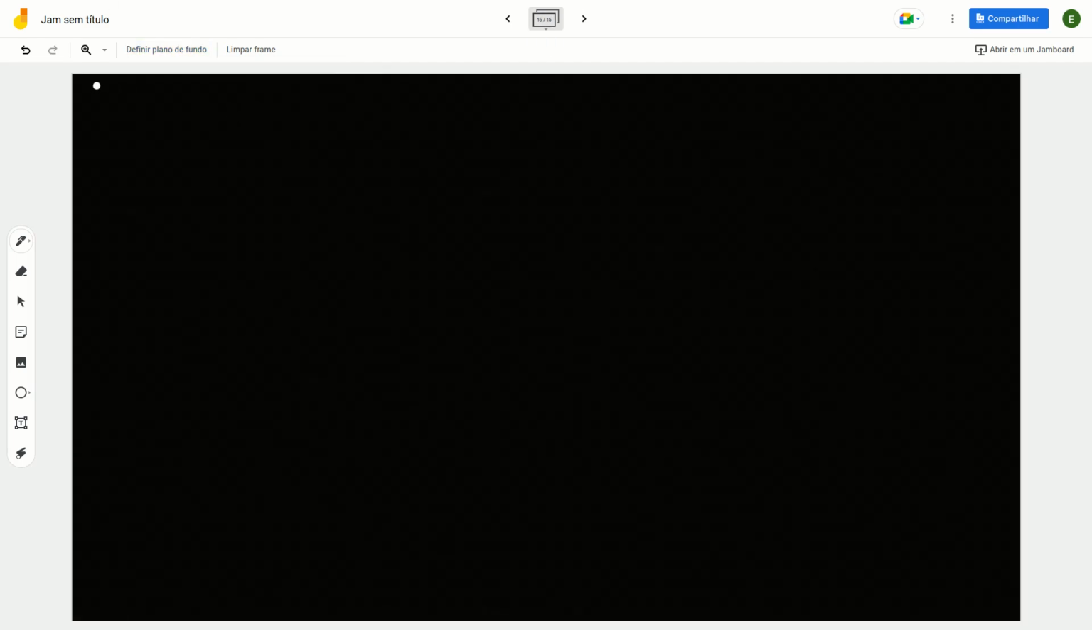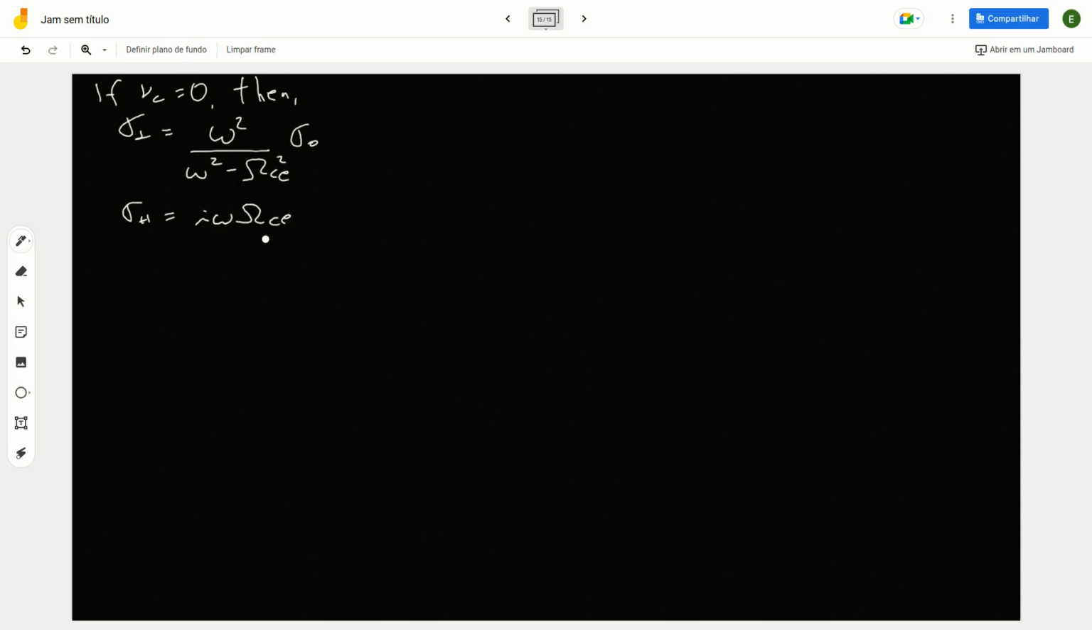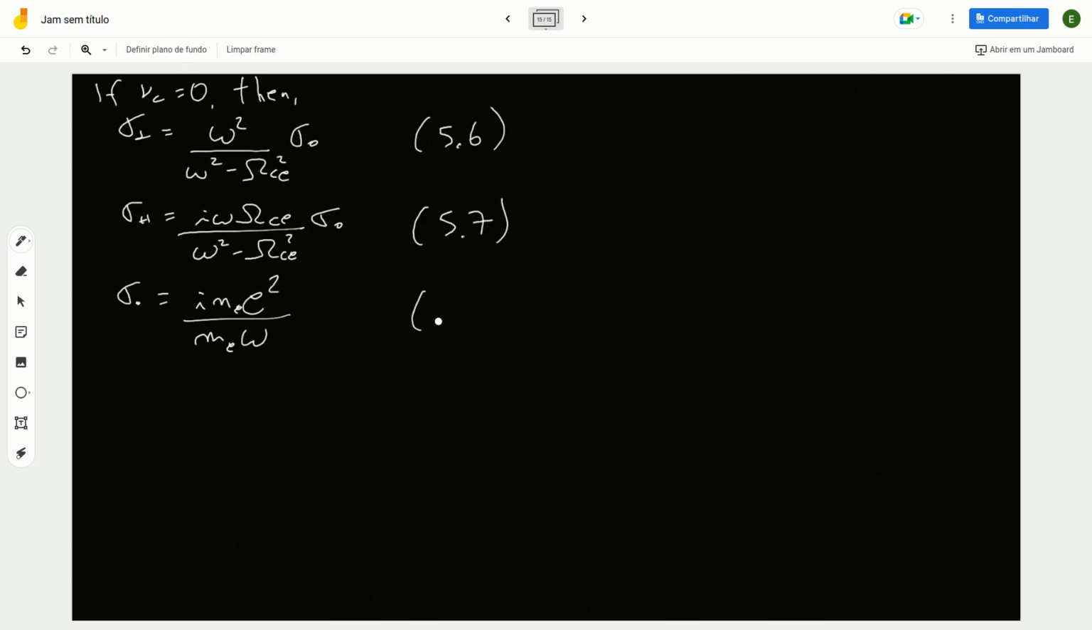If you don't have collisions, if nu c is equal to 0, then the components of the conductivity tensor for the alternating current become: sigma is equal to this. Sigma h is this. And sigma 0 is I n e squared over m e omega. The new system.